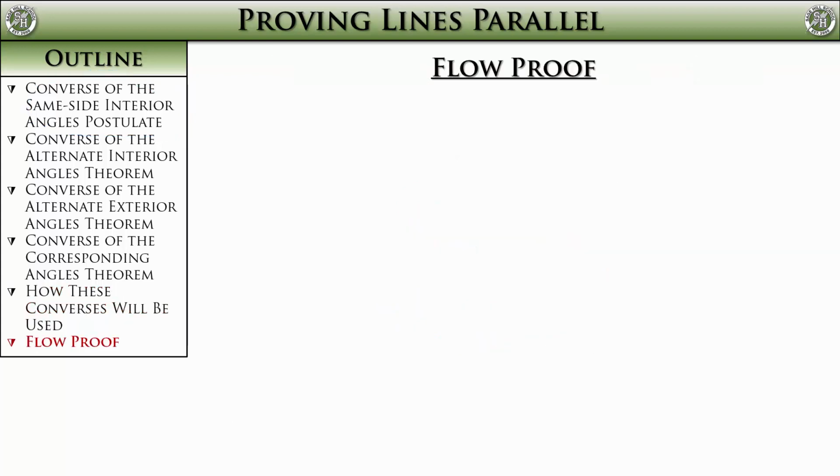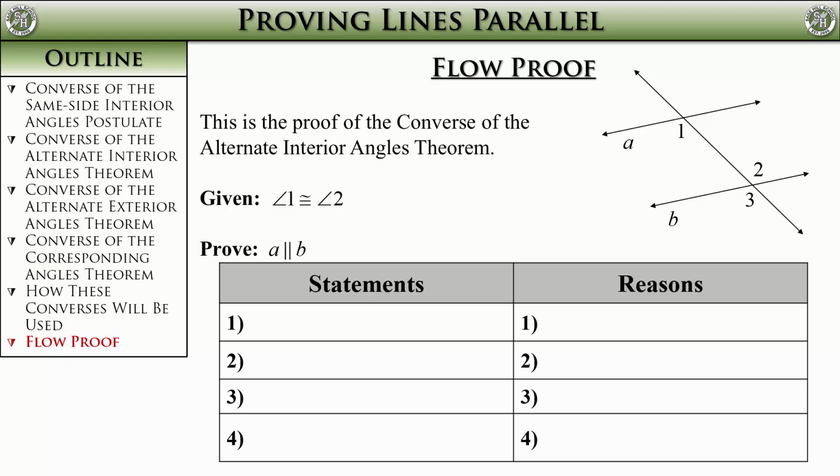And last but not least, we have a flow proof. A flow proof is basically another way to do a proof. Some prefer it over the paragraph proof or the two-column proof. To show you what it looks like, let's start with a standard two-column proof. This is the proof of the converse of the alternate interior angles theorem. We obviously can't use the theorem to prove itself, so we had to go about it another way.